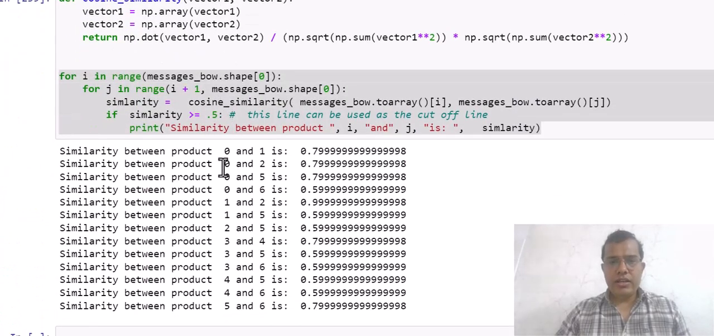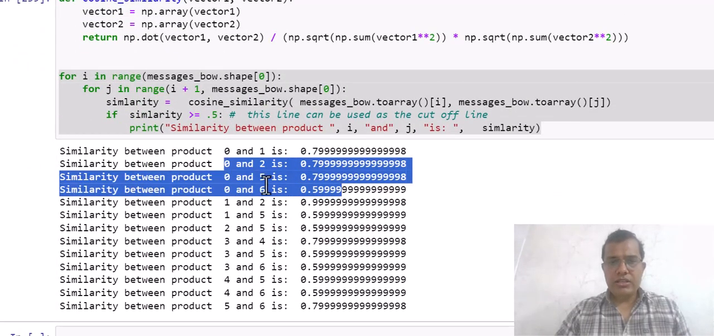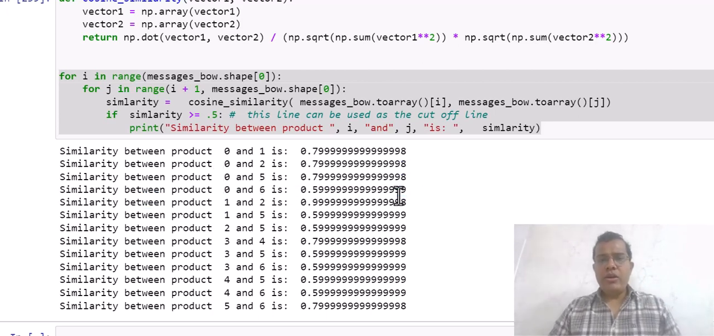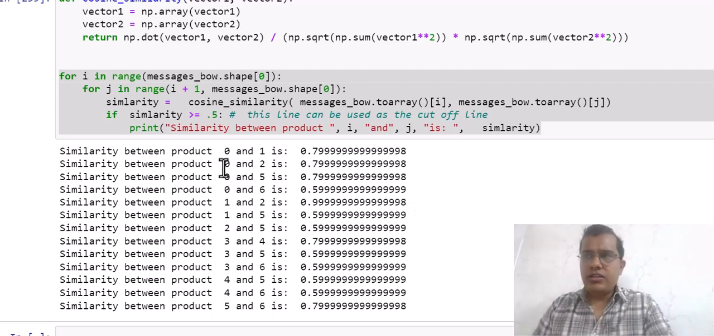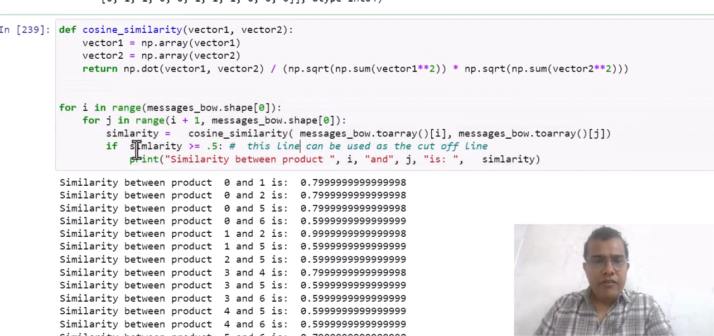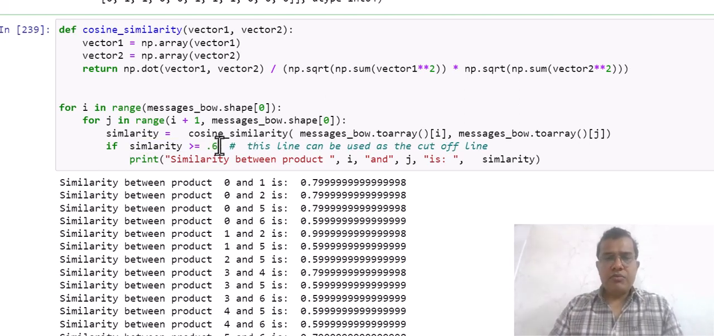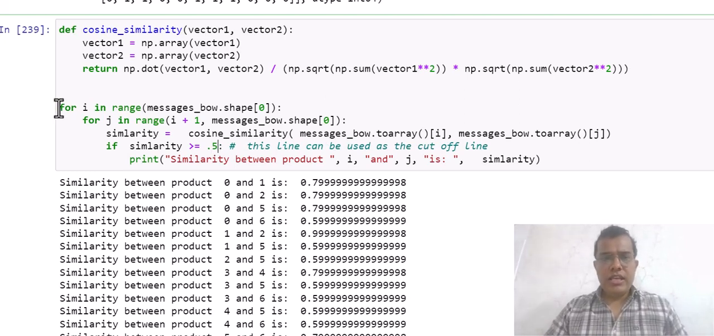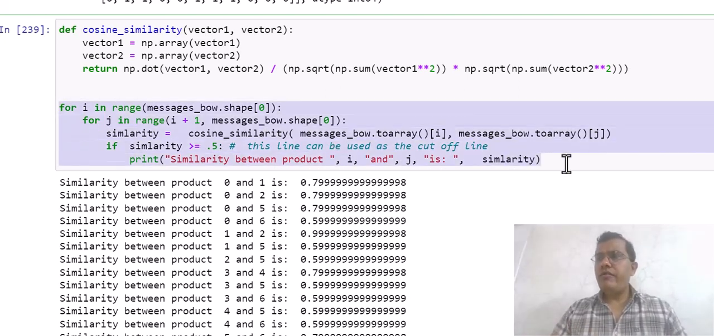Then the similarity between 0 and 2 is this much, between 0 and 5 is this much, 0 and 6 is this much. You may notice that I am not getting the answer for 0 and 4, 0 and 3. Why? Because I have taken a cutoff of 0.5. It will give me the answer only when the probability is more than 50%. And if you want, you can change the probabilities also. You can change it to 0.6, 0.7 or whatever. So now using this, you can find the similarity of one record with each and every record.